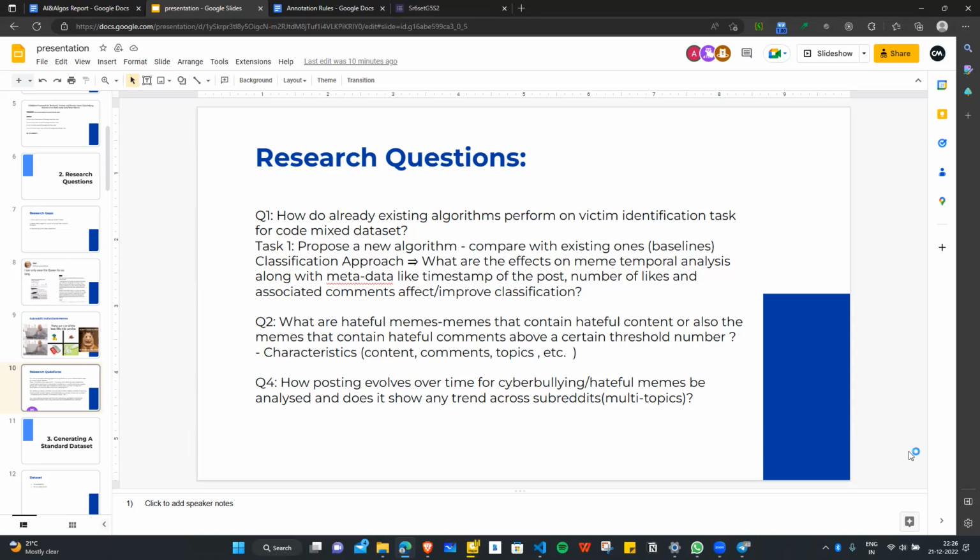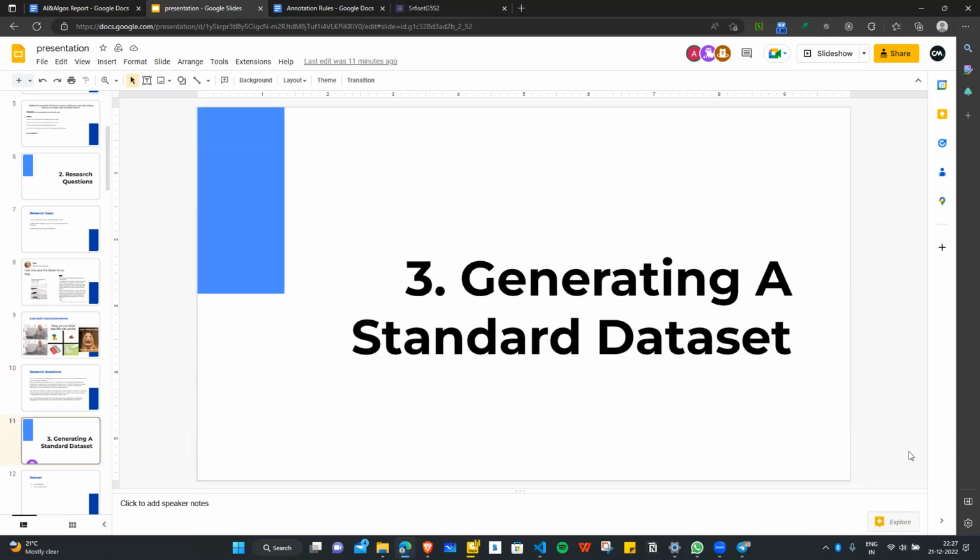Then the last question that we have is, how does posting evolve over time for cyberbullying? So we can obviously ask how it evolves in a day. Does the number of hateful comments or hateful posts have a peak at a certain time of the day, or a peak at a certain month, or is it increasing overall? If we see across various years, is the hatefulness on social media increasing, or decreasing, or is it stagnant? So this is also something that we wanted to discover, to know more about our society, and obviously create a good impact on the mental health of social media users. So next up, let's talk to Vipul to understand how he generated a standard data set for our research.